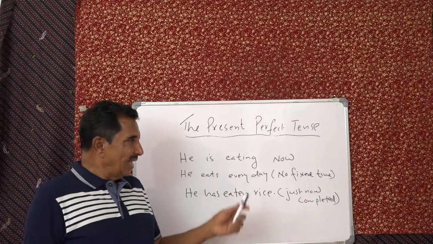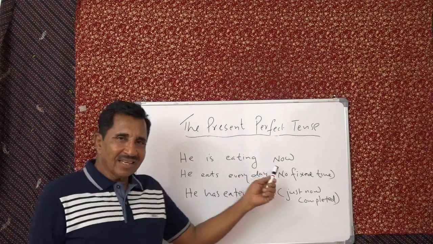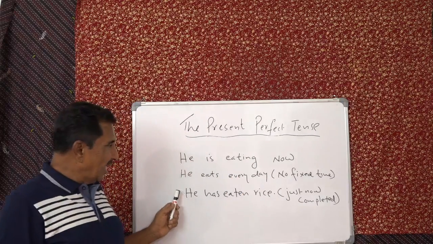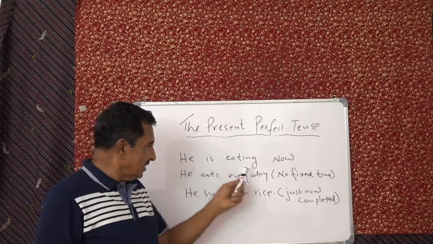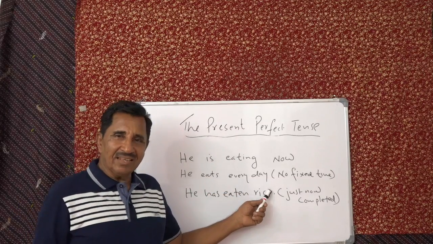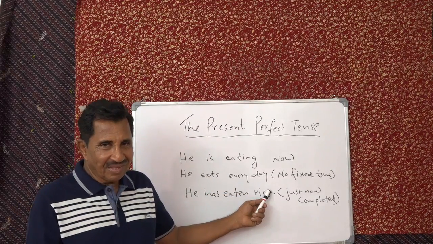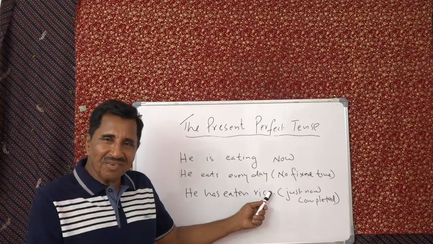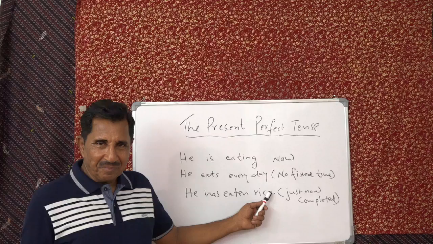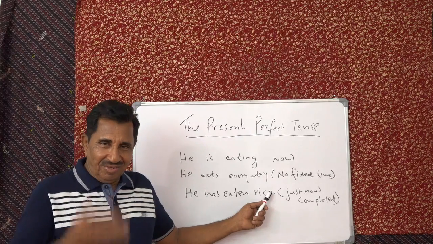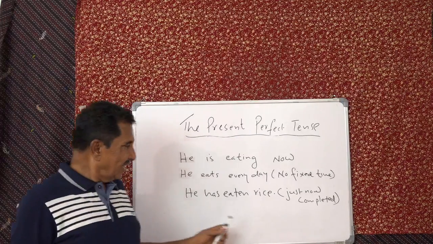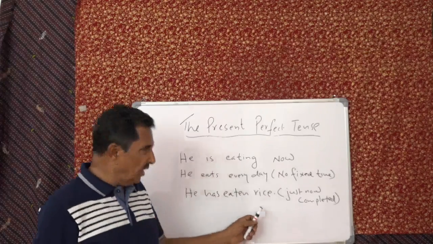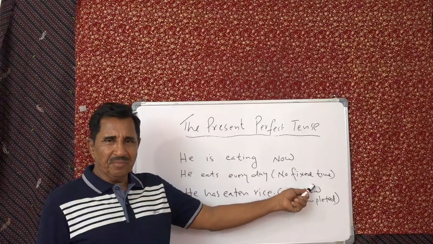I am eating now. He eats every day. We don't know when. We have no idea about that. Sometimes he eats 24 hours of the day. We don't know. He may be a glutton, always eating. See? He has eaten, right? It's over. The work is over. This is indefinite. Not fixed.